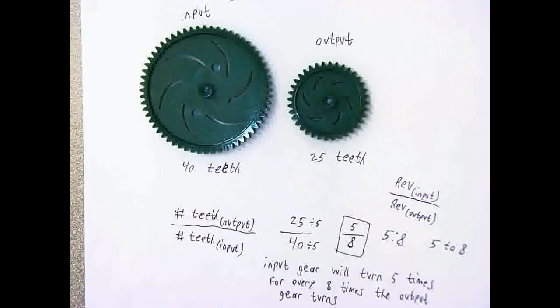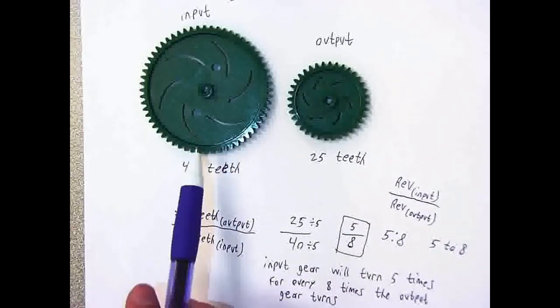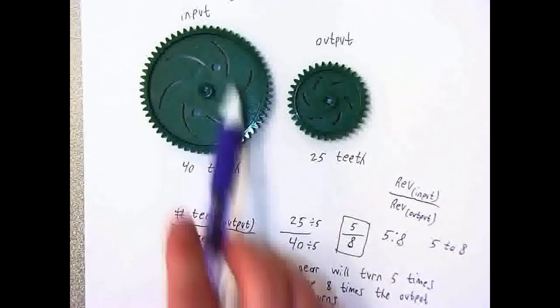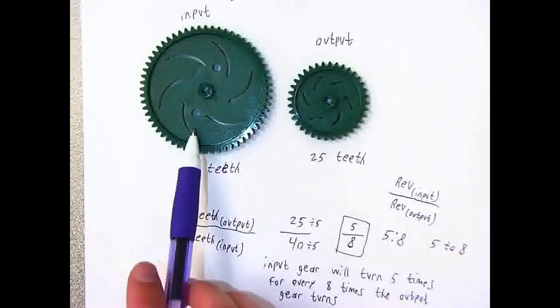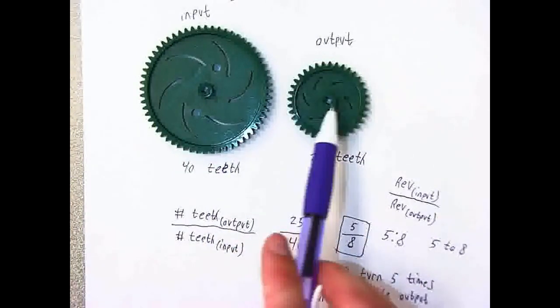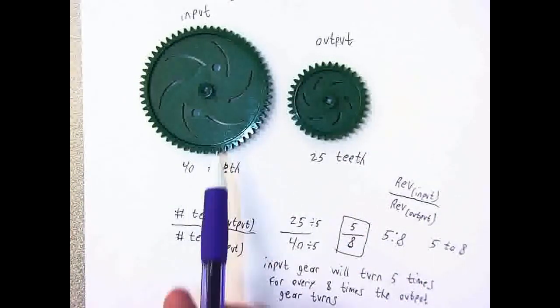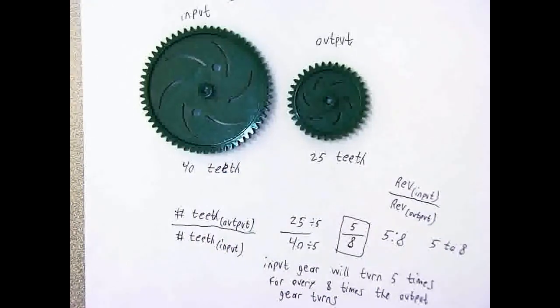So this particular gear ratio would end up going from a slow rotation in the input to a fast rotation in the output. So from the input to the output, the speed ends up being increased. So this would be a gear ratio that would provide us with more speed.